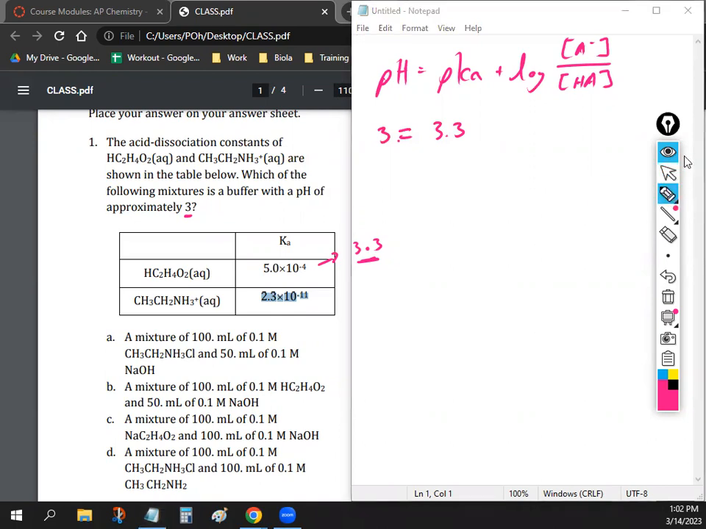So aren't all answers 0.1? It is 0.1 molarity, but if you look, the volumes are all different. And so the volumes are what's going to prevent it. So if you, here, let me go back to this one.